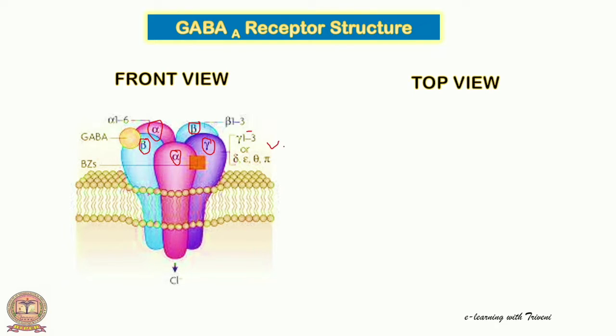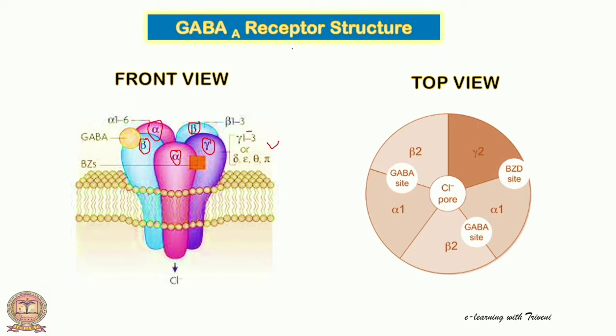Let us see the top view of the receptor for easy understanding. These are the different subunits: alpha, beta and gamma. Here we can observe the binding sites. In between the gamma subunit and the alpha subunit, the benzodiazepine binding site is present. So benzodiazepine related drugs will bind between the gamma and alpha subunits, and GABA binds in between the alpha 1 and beta 2 subunits, or the beta 2 and alpha 1 subunits.